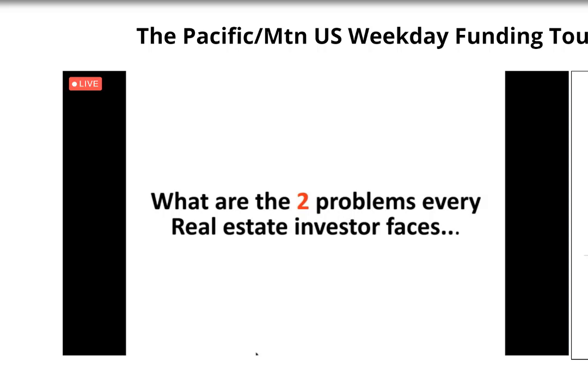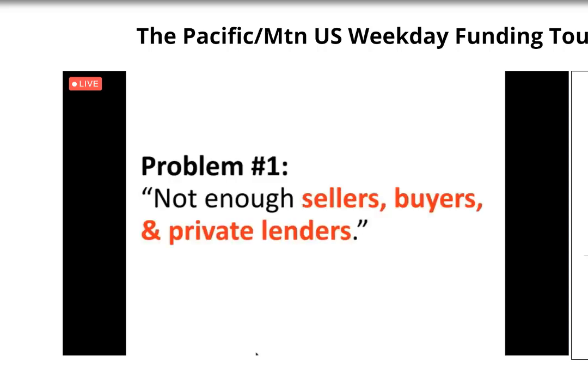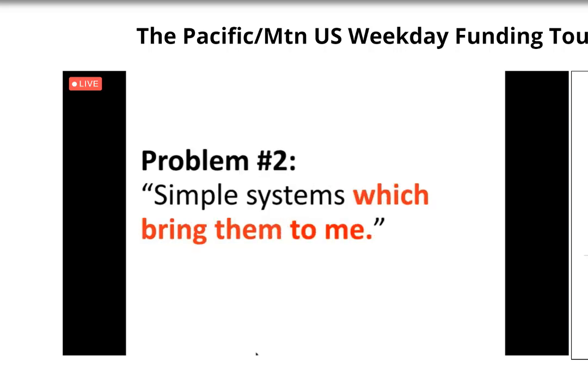What are the two problems that every real estate investor faces? Number one, not enough sellers and buyers and or private lenders. There's one problem, not enough sellers, buyers, and lenders. And then number two problem is simple systems, how to get them, how to bring them to me. Those are the two main problems: sellers, buyers, lenders, and then how to get them to come to you.